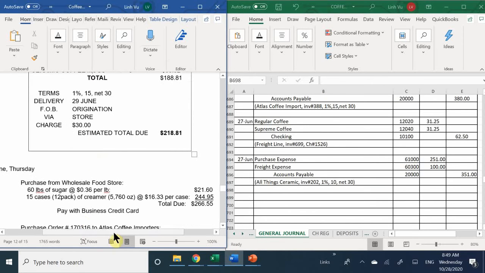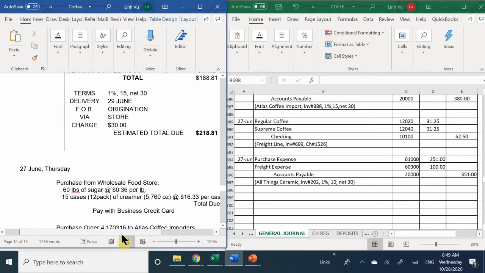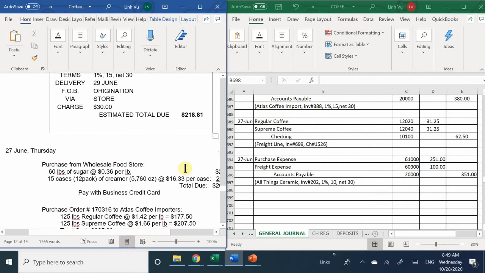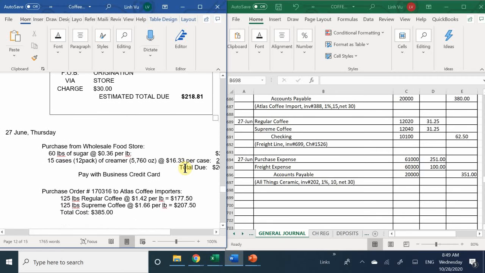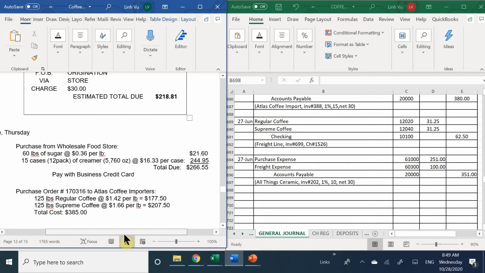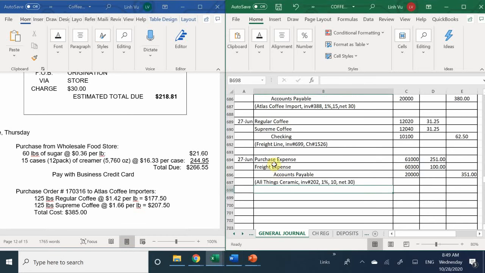Okay. And then what has happened here on the 27th of June? Keep going. What does it say from here? We purchased sugar and creamer using our Visa credit card. Good. So how do we journalize that?